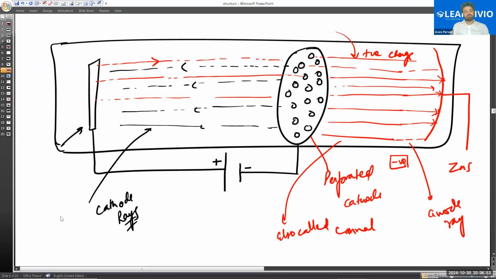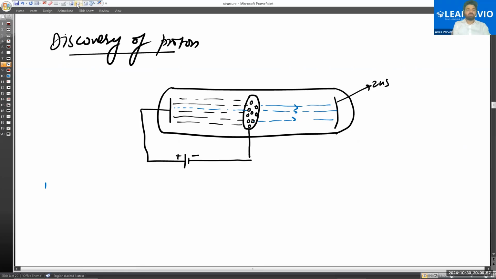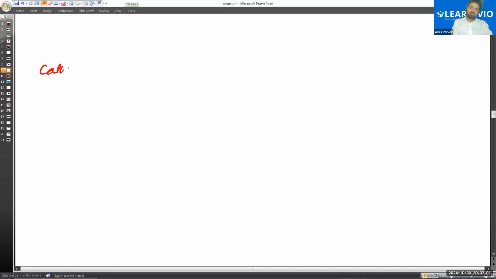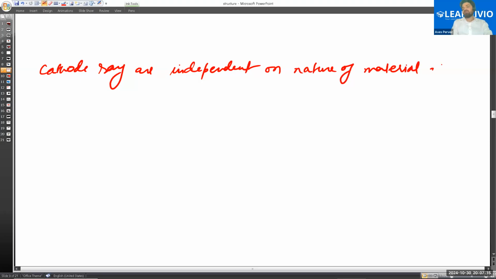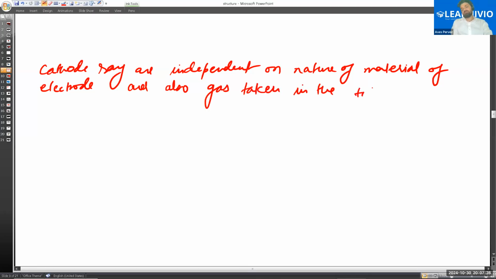Next. Note one thing: cathode rays are independent of the nature of the material of electrodes and also the gas taken in the tube.